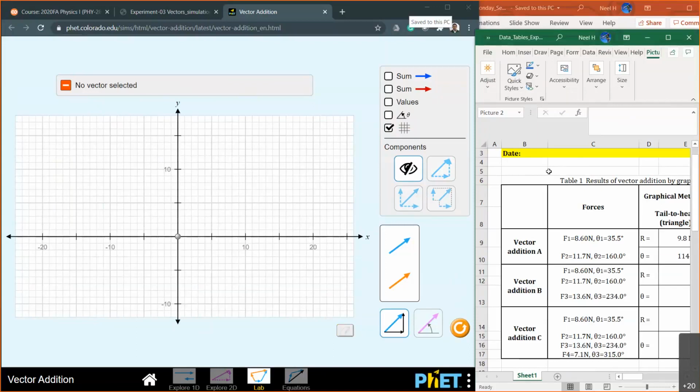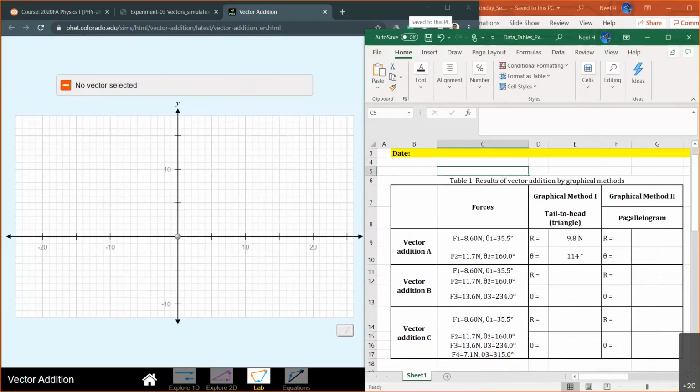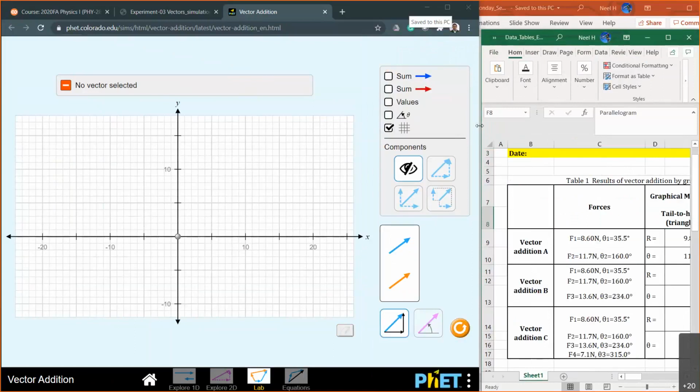Okay, now the difference between the previous method and this next method, called the parallelogram, is that all the vectors must start from the origin. That's the difference, okay? In the tail to head method, the second vector must start at the end of the first vector, but in the parallelogram method, all the vectors must start from the origin. Now let's draw the first vector. Arrow number 1, you have to click the head and then change the arrow position until you see angle 35, magnitude 8.6.